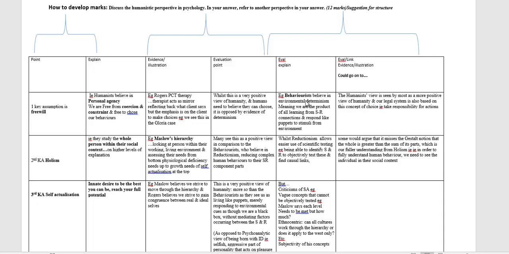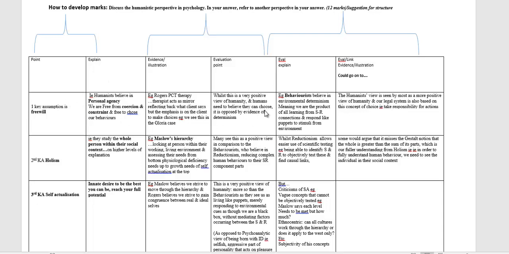You don't want to spend very much time on the behaviourists, but you do want to just bring in a little bit of how they differ. That's what you're doing. So there are loads of different ways you can do this. This is just a suggestion. We could then go on to evaluate really, what do we conclude by these two views? So the humanist view is seen by most as a more positive view of humanity. And to be honest, our legal system is also based on this free will idea, this idea that we take responsibility for our actions. So, you know, we could conclude that that's a more humane view of humans, or whatever it is that you want to conclude with.